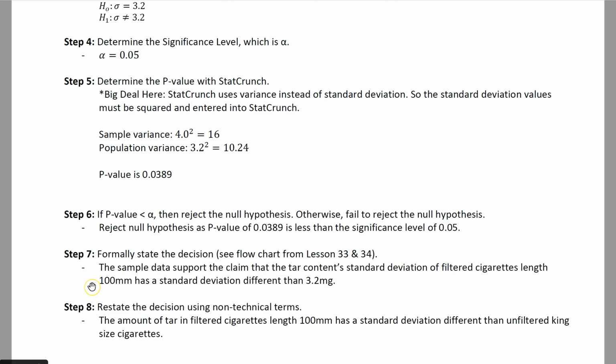The formal statement is the sample data support the claim that the tar contents standard deviation of filtered cigarettes length 100 millimeters has a standard deviation different than 3.2 milligrams. To restate this with non-technical terms, we could say the amount of tar in filtered cigarettes length 100 millimeters has a standard deviation different than that of unfiltered king-size cigarettes.